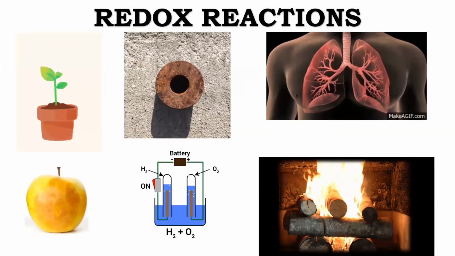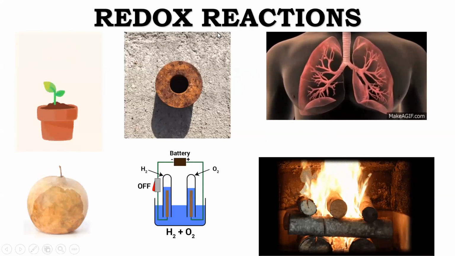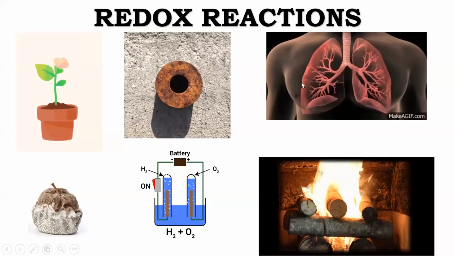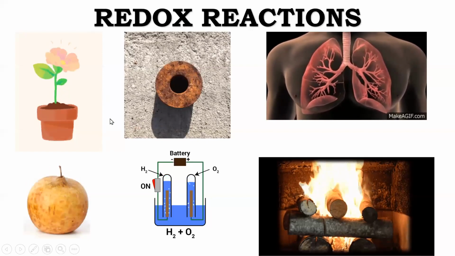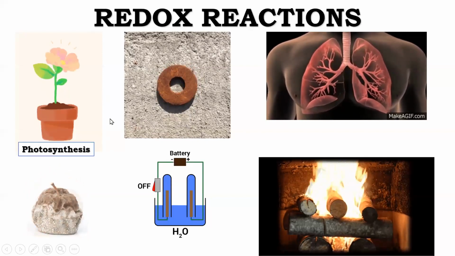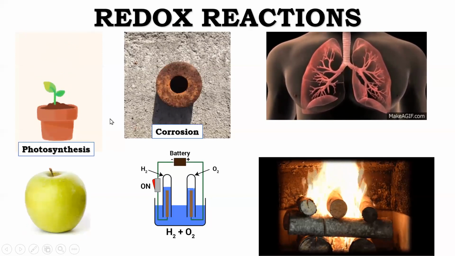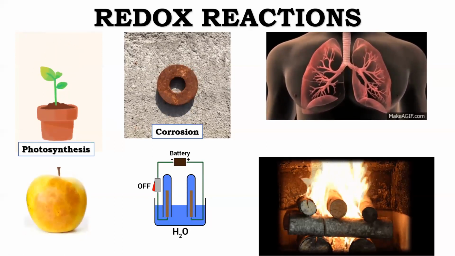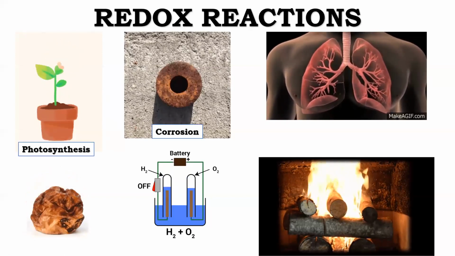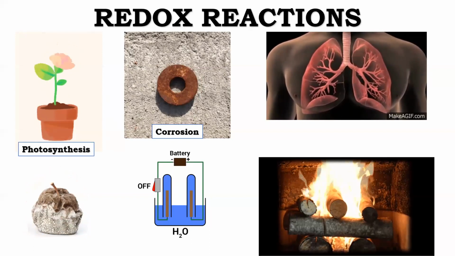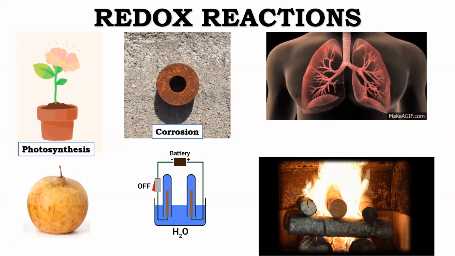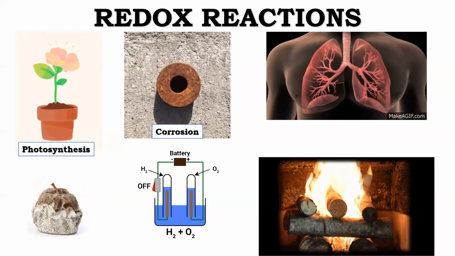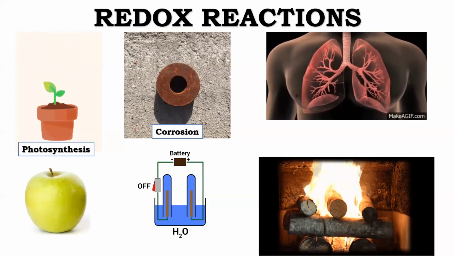So there are many applications of this. As you can see here, the first application is photosynthesis, which is also an example of redox reaction. Then you see corrosion and rusting. What is the difference between corrosion and rusting? Rusting is basically a special case of corrosion. When any metallic surfaces get attacked by substances like air, moisture, water, or acid, they get corroded. So that is corrosion.